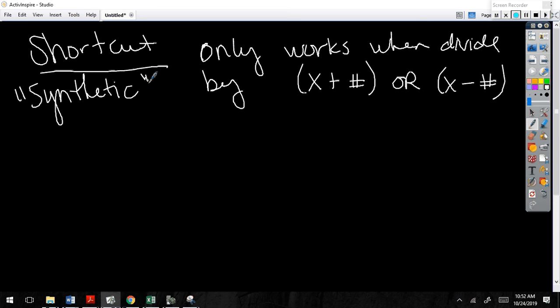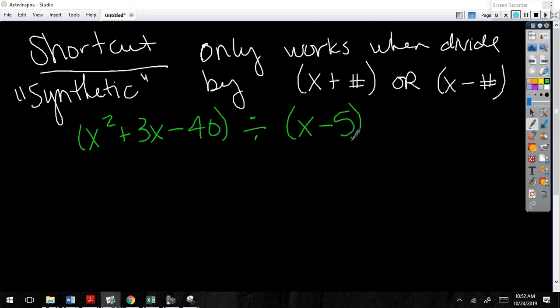The very first one that we did looked like x squared plus 3x minus 40 divided by x minus 5. What did we get when we divided this? X plus 8. All right, here's what we're going to do when we set it up. Now, don't shut down on me. We take this number and change the sign, even when it's positive. Yes, change the sign.